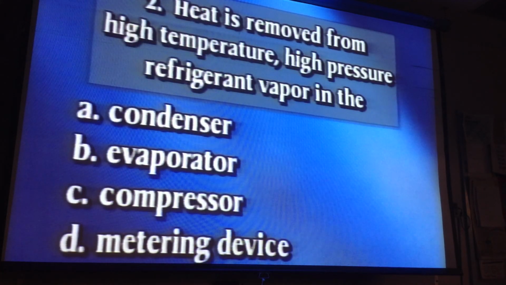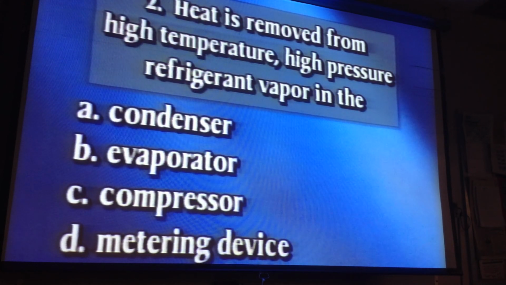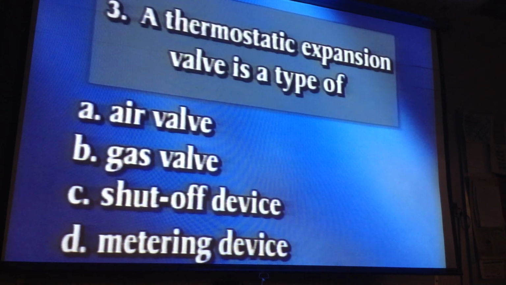Heat is removed from high temperature, high pressure refrigerant vapor in the A. Condenser, B. Evaporator, C. Compressor, D. Metering device. Answer? A. Good. A thermostatic expansion valve is a type of A. Air valve, B. Gas valve, C. Shut-off device, D. Metering device. Answer? D. Okay.